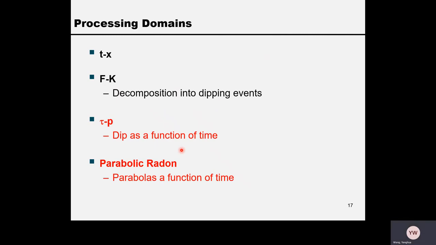The parabolic radon will follow not a dip, but the curvature of a parabolic curve as a function of time. For dipping events, the curvature is 0, but there is a dip angle. So the third one depends on dip angle. The fourth one here depends on curvature. That's the difference.